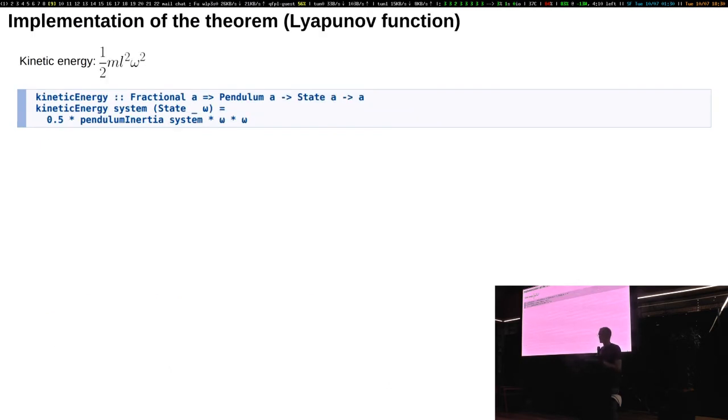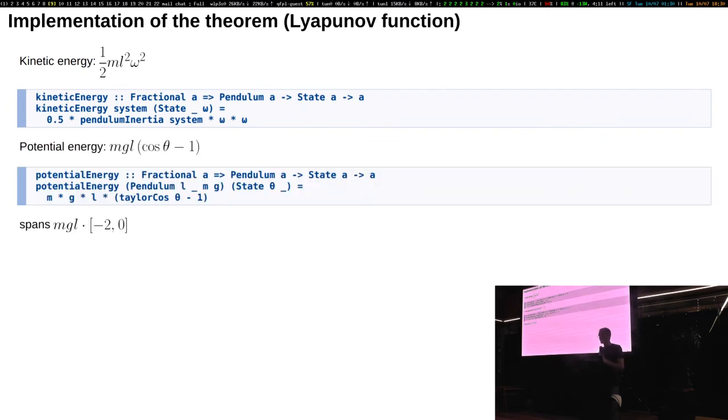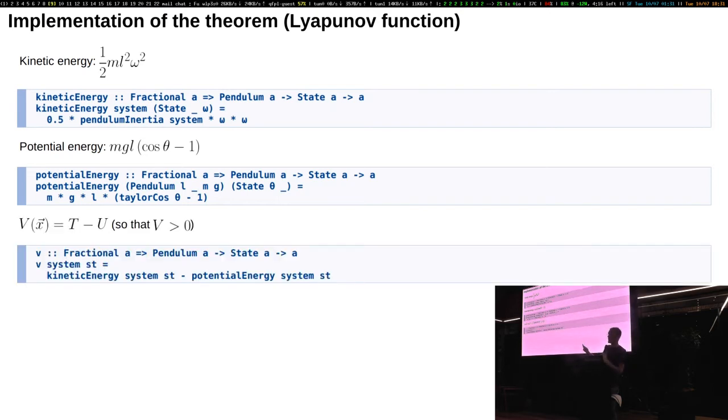So I'm going to just write down the kinetic energy. This is the kinetic energy of a mass spinning around. Potential energy. This is the potential energy of something going like this. I've sort of offset the potential energy by 1 because I want to be able to satisfy this property that V is always greater than 0. Right? So it goes from minus 2 to 0, which means that when I combine these, I'm going to take the negative of the potential energy.